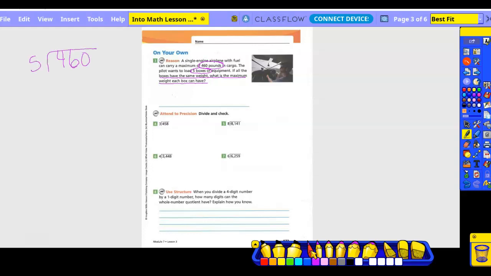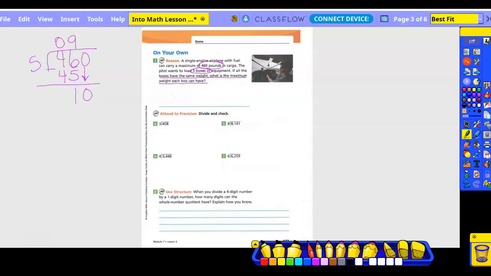So can I take 5 into 4? No, so I put a 0. Now I'm going to take 5 into what? 46. How many times does 5 go into 46 without going over? 9 times. So I'm going to put a 9 here. So 9 times 5 is what, guys? 45. So 46 minus 45 is what? 1. Okay. Then what do I do? I bring down the 0.